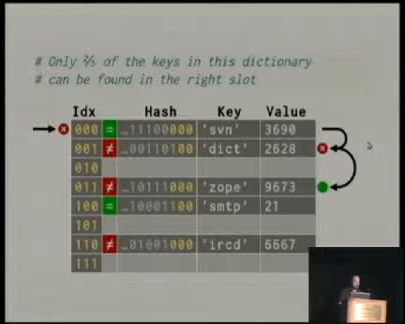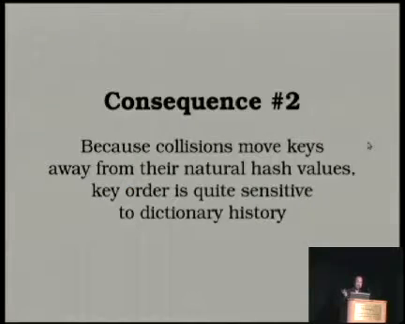Well, we've now created a little dictionary, 5 elements in it, the size of the one before, but only 2/3 of the keys in this dictionary are found in the right slot. Fully 3/5 of them collided and have wound up somewhere else and are thus a little deeper in the dictionary, and it's more expensive to find them. So let's start drawing some consequences.